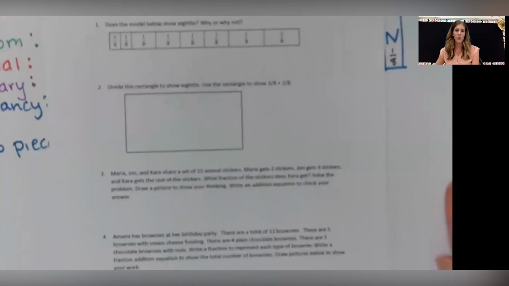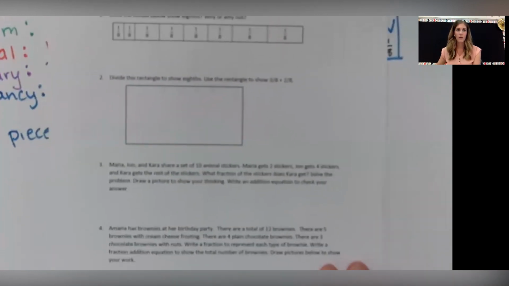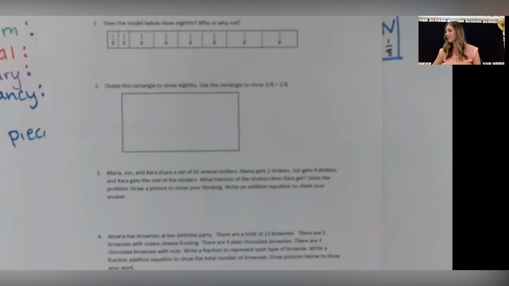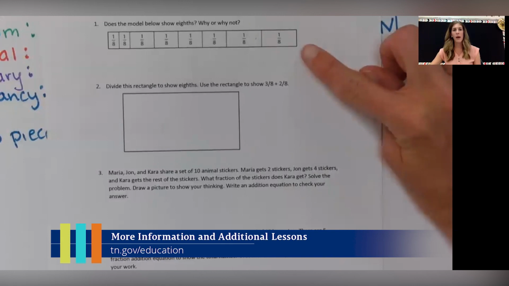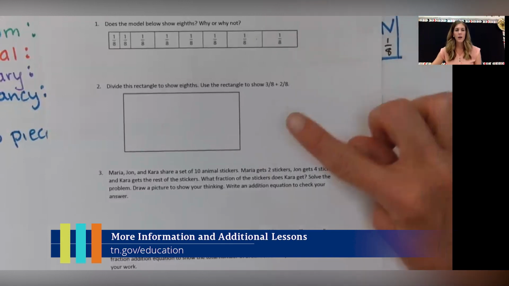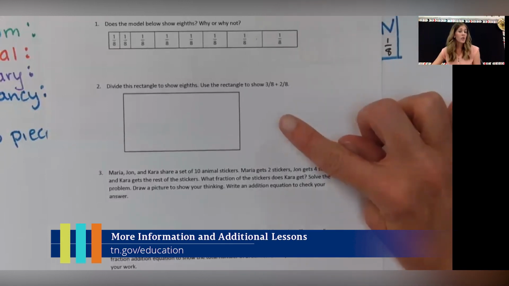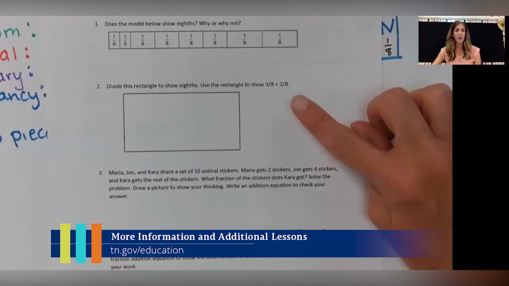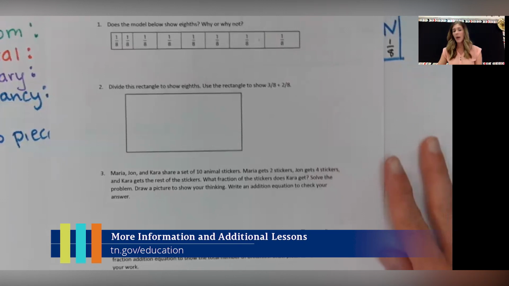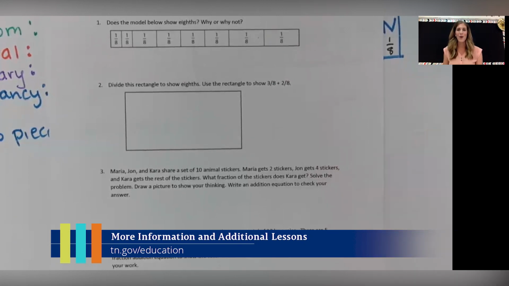There we go. Does the model below show eighths? Why or why not? Divide this rectangle. If you're just doing it on your own, just draw it on your own paper and then shade it to show 3/8 plus 2/8. And then you have 2 word problems at the bottom. Don't forget to draw models to help you understand what you're doing. Great job.